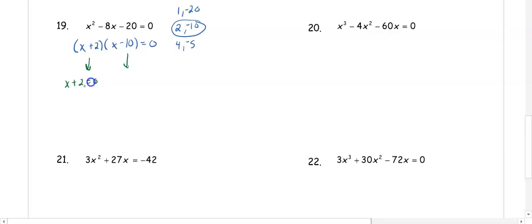So x plus 2 equals 0. We can subtract 2, so x is negative 2. And x minus 10 equals 0. We can add 10, so x is 10.